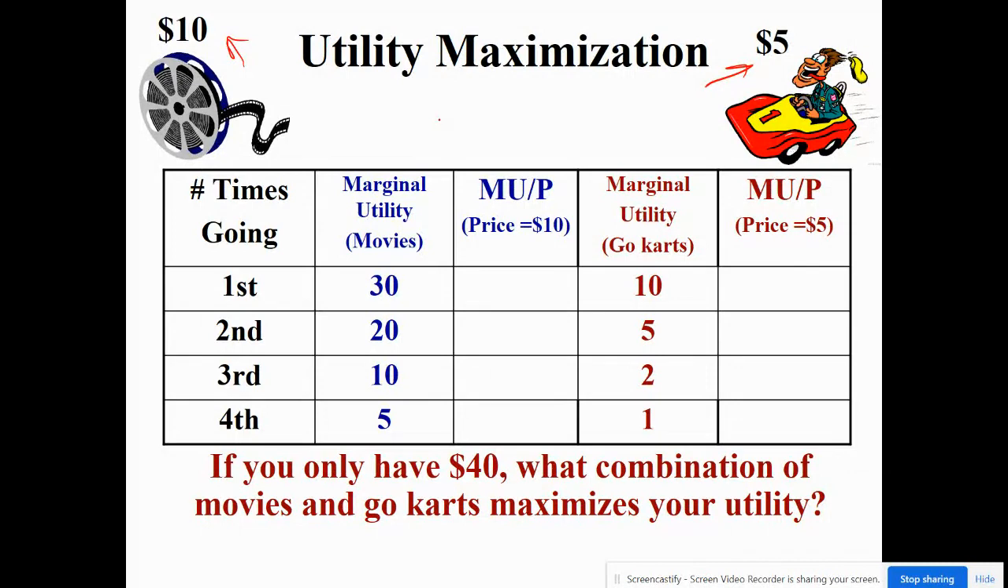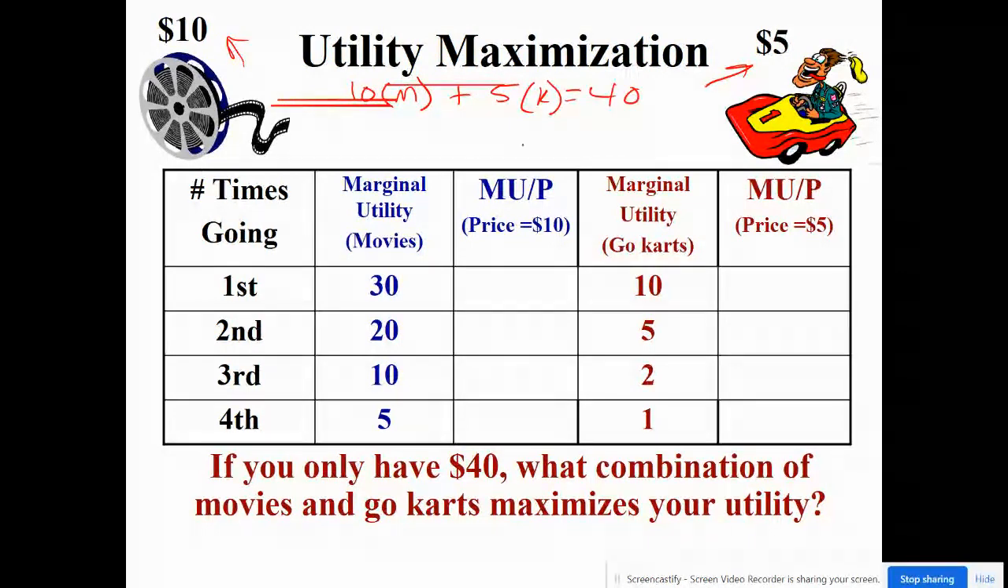In this example, if I only have $40, I can buy $10 times the number of movies, plus $5 times the number of, I'll just put K for go-karts, equals $40. That's our budget constraint. So any combination of movies, one, two, three, we could go to 4 movies, right? 4 movies times 10 is 40. We would go to 0 go-karts.